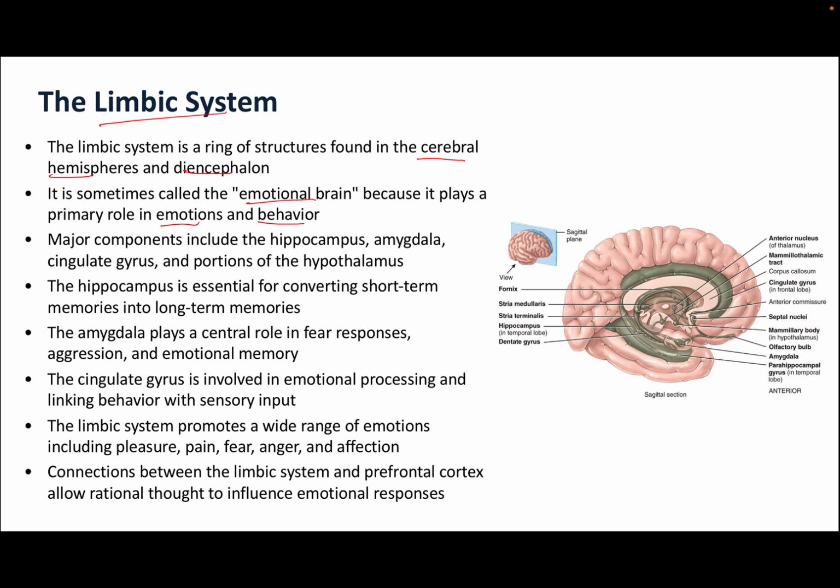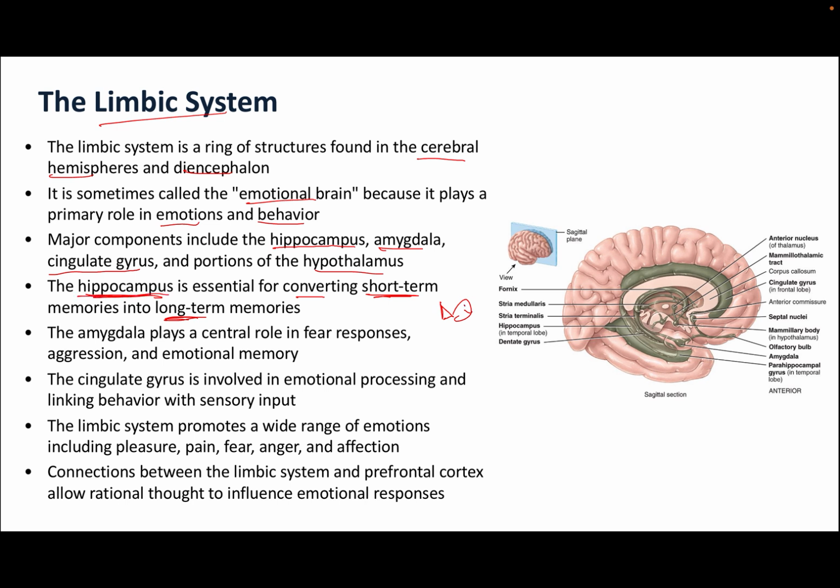Major components of our limbic system include the hippocampus, the amygdala, the cingulate gyrus, as well as portions of the hypothalamus. The hippocampus is super important for converting short-term memories into long-term memories. So Dory from Finding Nemo, right? She likely had some kind of issue with her hippocampus because she could not convert her short-term memories into long-term memories. A little fish there. So that's our hippocampus.